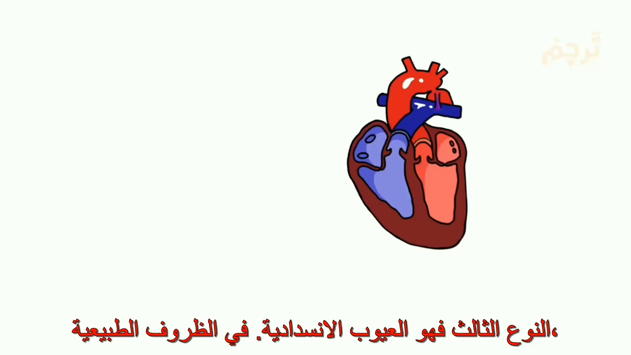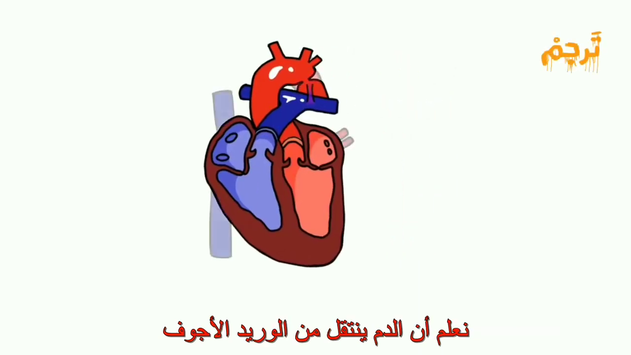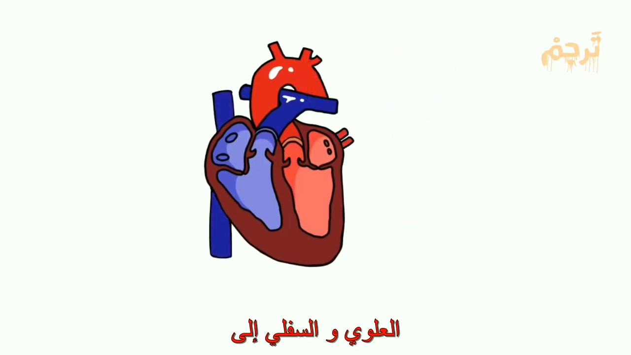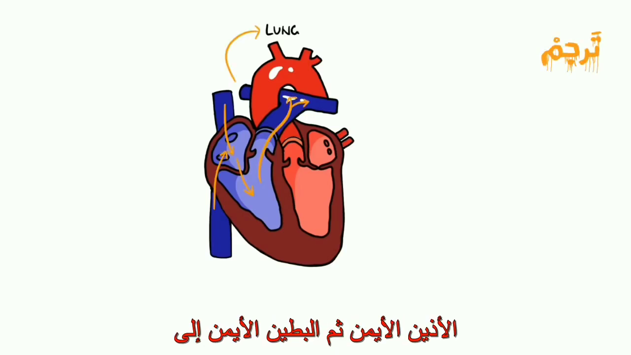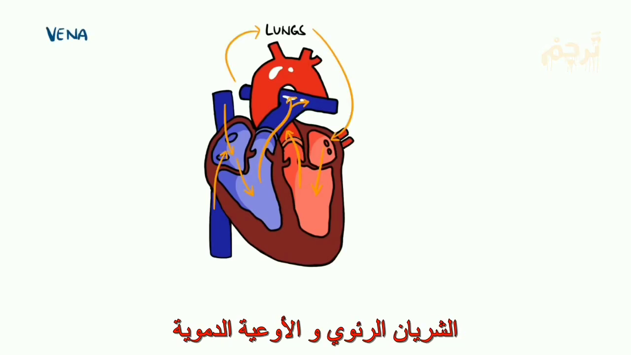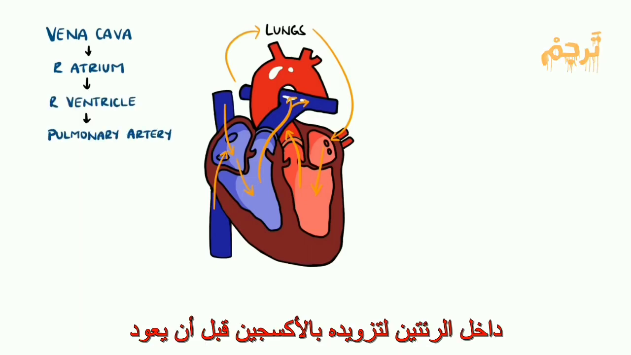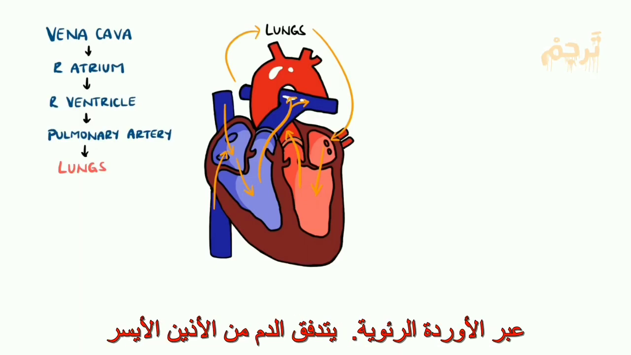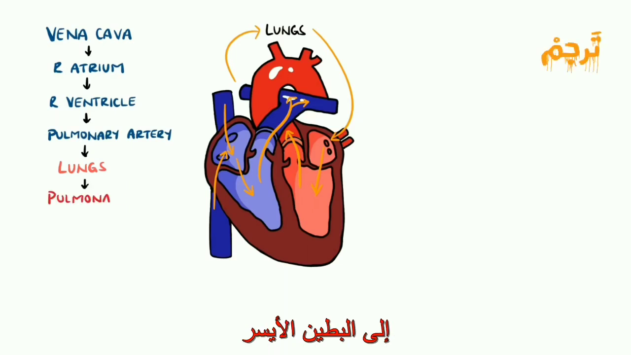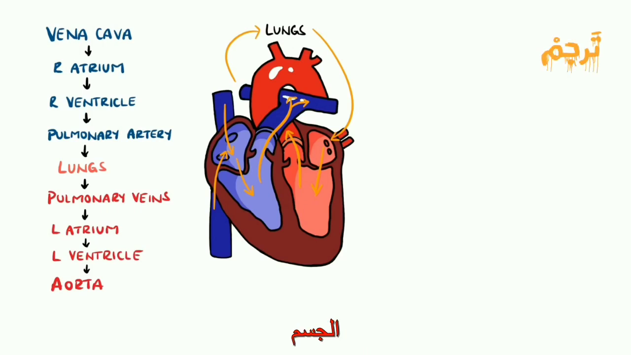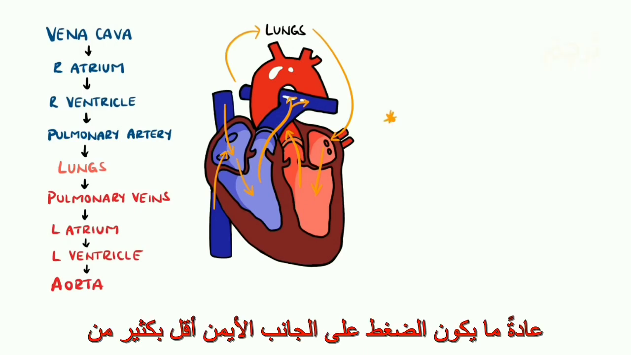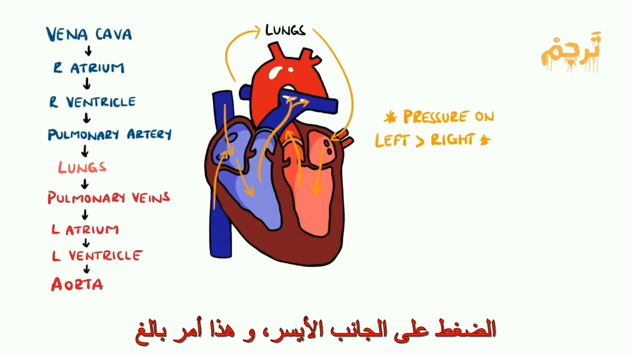In normal circumstances, we know that blood travels from the superior and inferior vena cava to the right side of the heart, through the right atrium, then right ventricle, into the pulmonary artery and vasculature within the lungs for oxygenation, before being returned via the pulmonary veins to the left atrium, then left ventricle, before being pumped into the aorta and around the body.